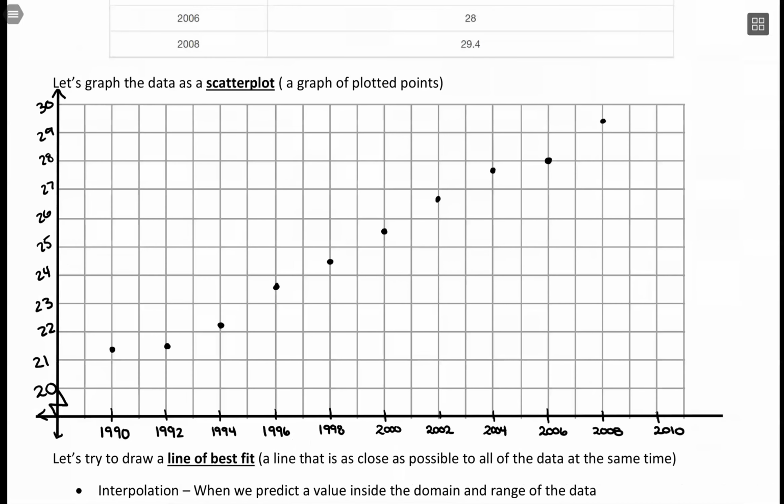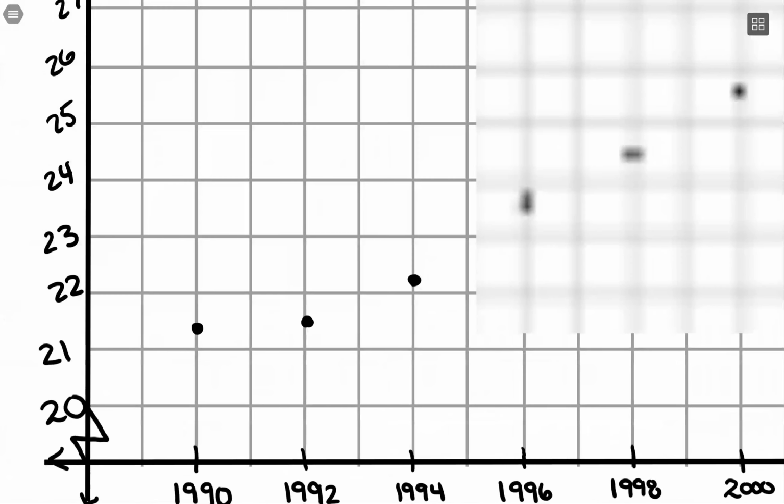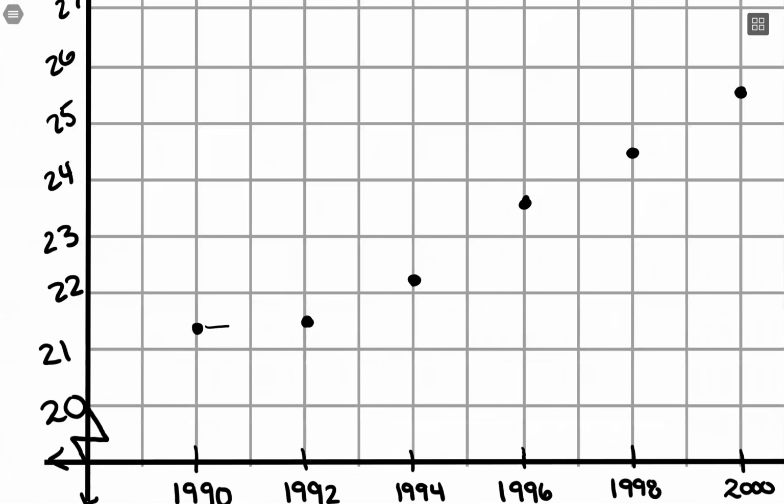Alright, so this right here is our scatter plot with all of that data filled in. Now, we don't want to connect these dots because it's not like there was a linear trend between 1990 and 1992. We don't know what the trend is, especially if we don't have 1991 on our table. Maybe 1991 was up here or down here. We don't know. So because we don't know what's happening between the points, we don't connect them.